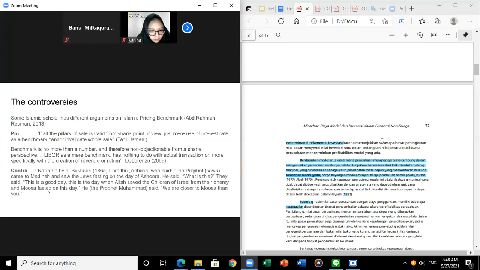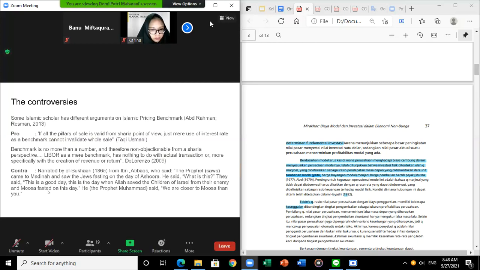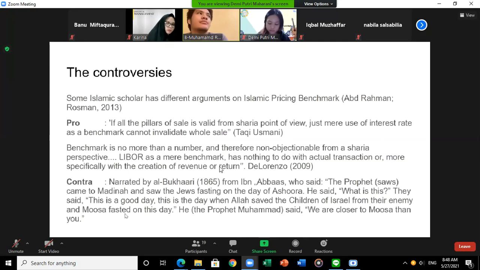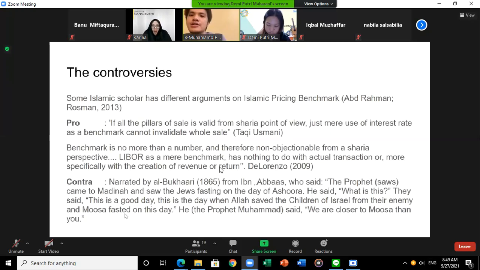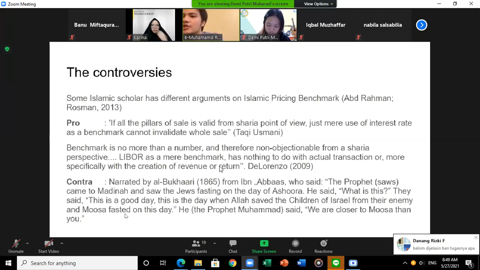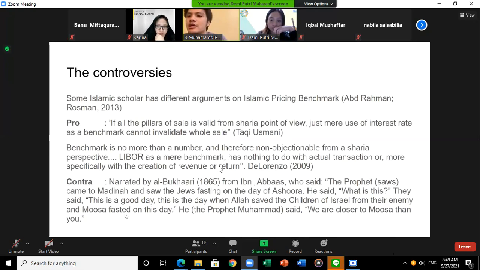So on using the pricing benchmark, there are some controversies among Islamic scholars. It is because Islamic scholars haven't figured out what is the best replacement of the conventional pricing benchmark like LIBOR. So the pro scholars said that if all the pillars of sale are valid from the Sharia point of view, the mere use of the interest rate as a benchmark cannot invalidate the sale.